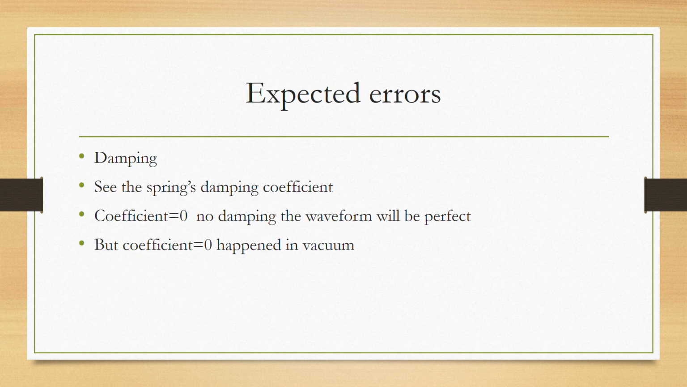But there will be some expected error in our applications because there is one factor in the springs that will affect it. This is damping, so we need to look at the spring's damping coefficient. If the coefficient is 0, it means there will be no damping and the waveform will be perfect. But a coefficient equal to 0 only happens in vacuum conditions.